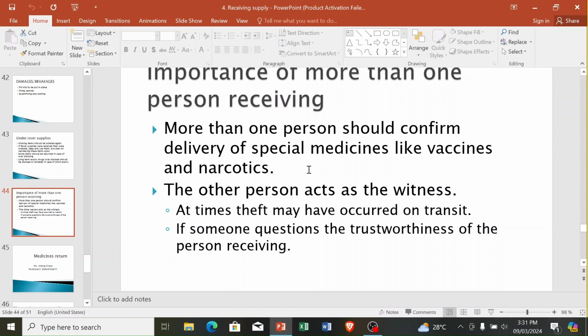So we can defend ourselves if the supplier understocked us or brought for us small quantities compared to what we had ordered for. So we have a backup. We have more than one. But if it is only one person, the supplier can say, yeah, we brought it. Maybe that person went away with it. So it becomes a bit tough.